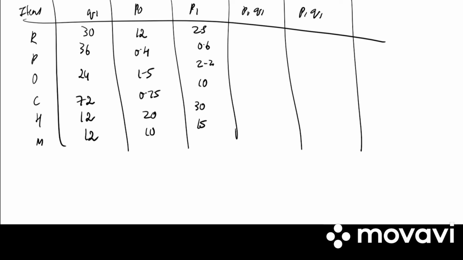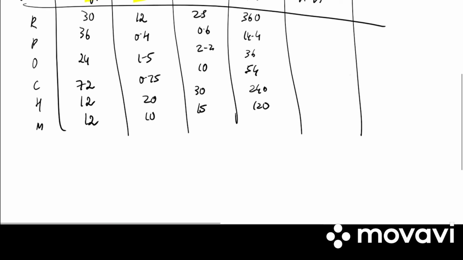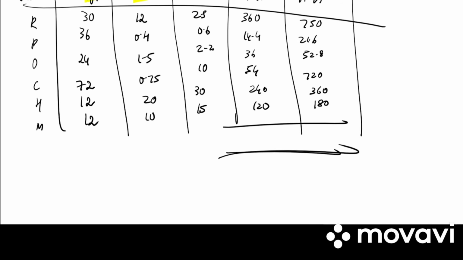Next it is P0 into Q1, 30 into 25, 360, 36 into 0.4, 14.4, 24 into 0.15, 36, 54, 240, 120. Next it is P1 into Q1, 30 into 25, 750, 36 into 0.6, 21.6, 52.8, 720, 360, 180. So what is the total?